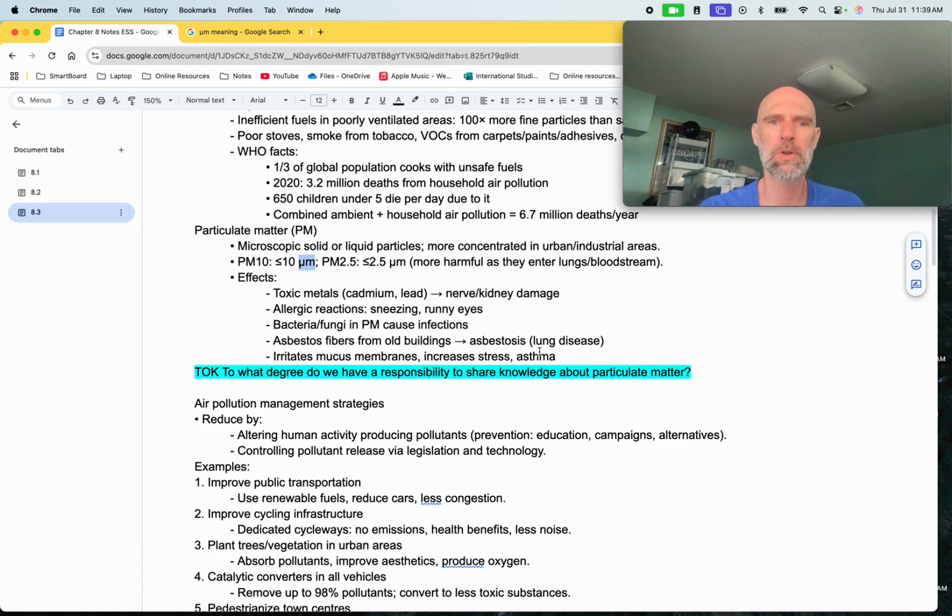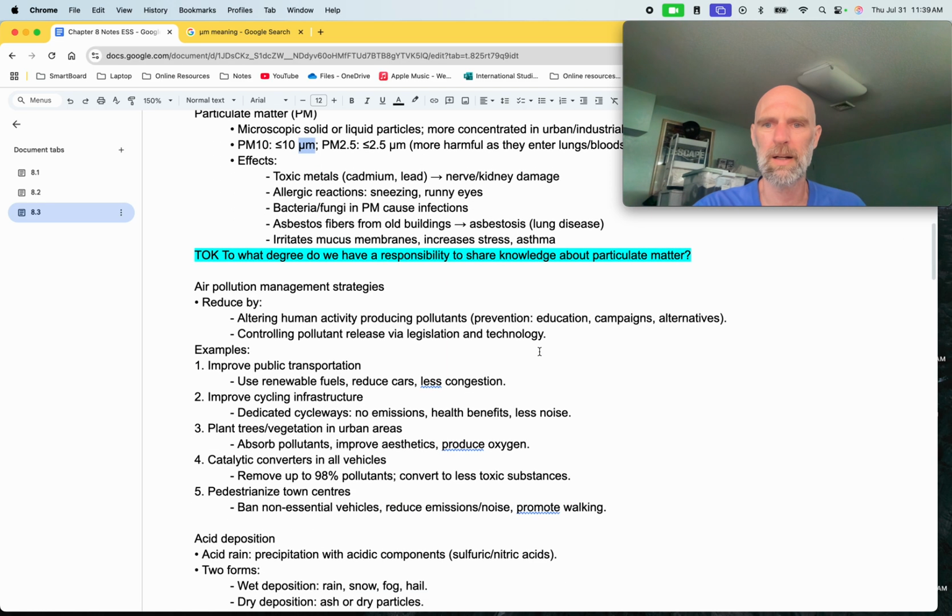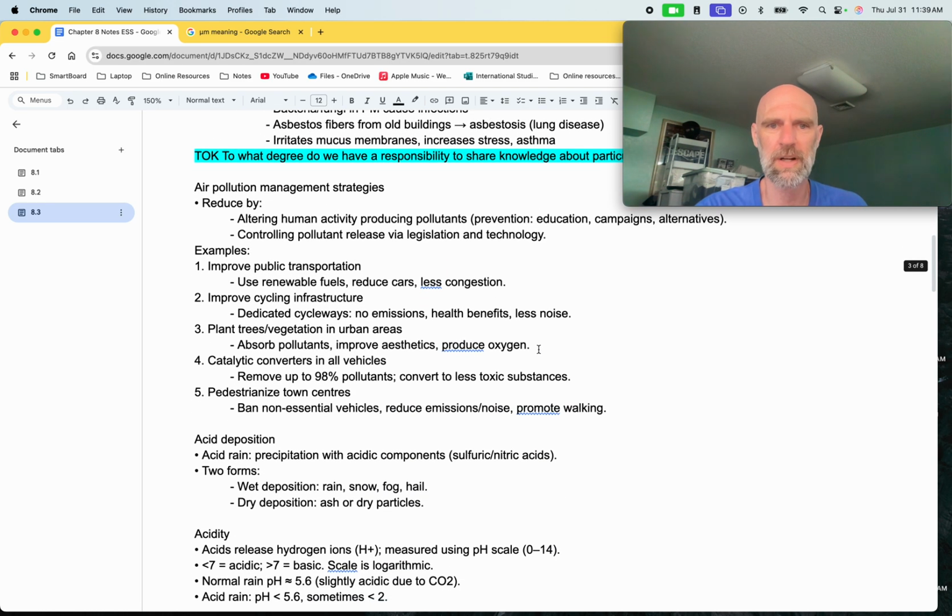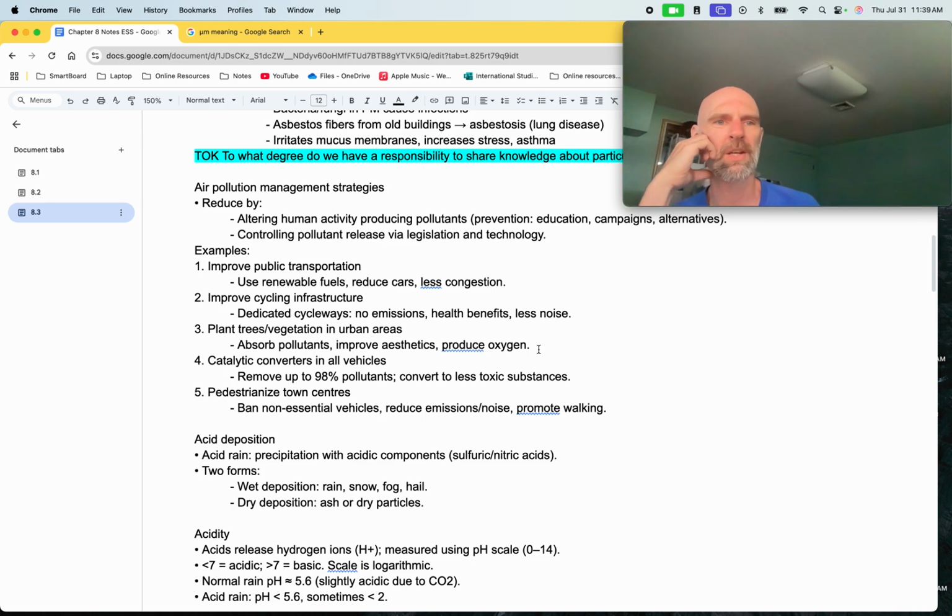TOK: to what degree do we have a responsibility to share knowledge about particulate matter? So yeah, I should bring this up to my father. My father smokes, and every time he comes in the house, you can smell it a mile away. So, yep. Let's go with air pollution management strategies. Reduce pollution by altering human activity producing pollutants. The idea is simply, if you do smoke, take it outside. And after you're done with a cigarette, stay out there for like 30 seconds, a minute, let it blow out, and then go inside maybe. All right.